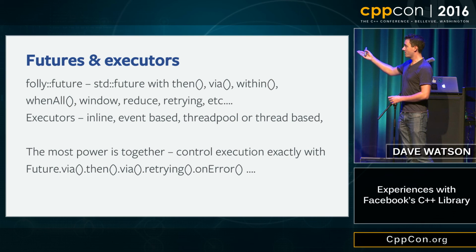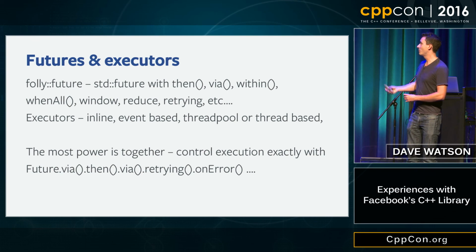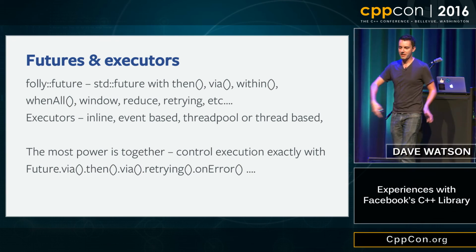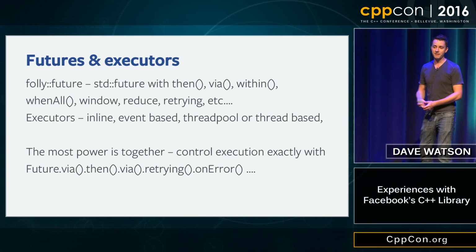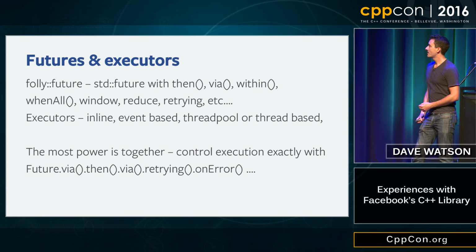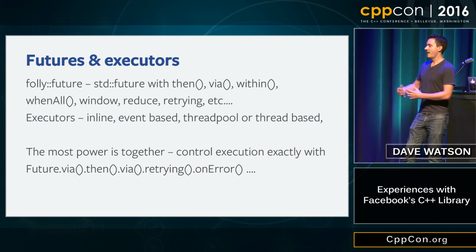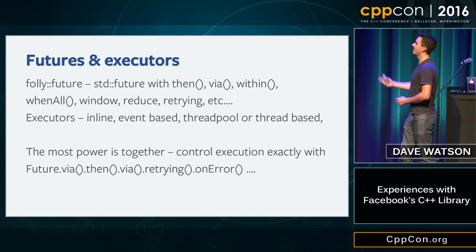But there's a bunch of other very useful methods, like whenAll, window, reduce. If you want a sliding window of different chaining items on your future, when all these different futures are done, then you can go and do something else. But really the one that I haven't seen too much talk about is the via implementation.